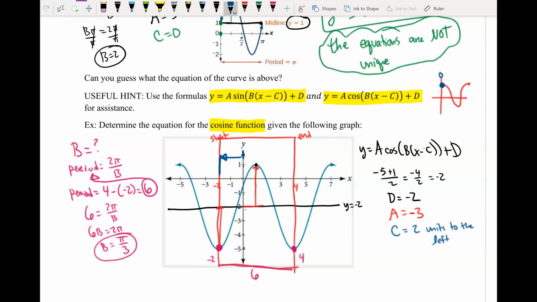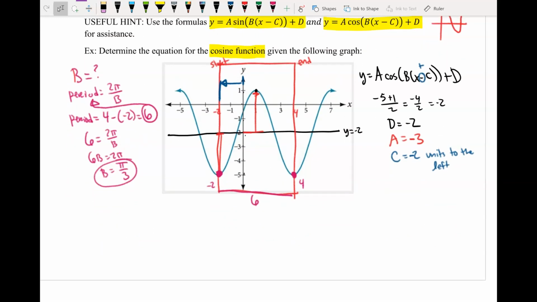That means that this guy in the inside should be a positive number, right? So I'm going to write down 2 units to the left. That's going to represent that, -2. So we're going to plug it in. So you're going to get y is equal to, we know what the amplitude is, which is -3. Then it's cosine. The b in this case is pi over 3. My x in this case is just going to be x minus -2, which is +2.